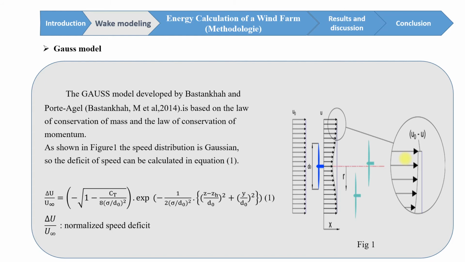The Gauss model developed by Bastankhah and Porté-Agel is based on the law of conservation of mass and the law of conservation of momentum. As shown in figure number 1, the speed distribution is a Gaussian, so the deficit of speed can be calculated in equation number 1.